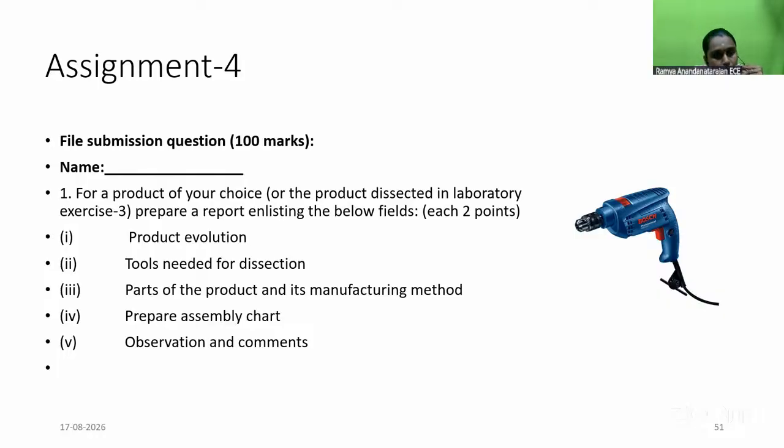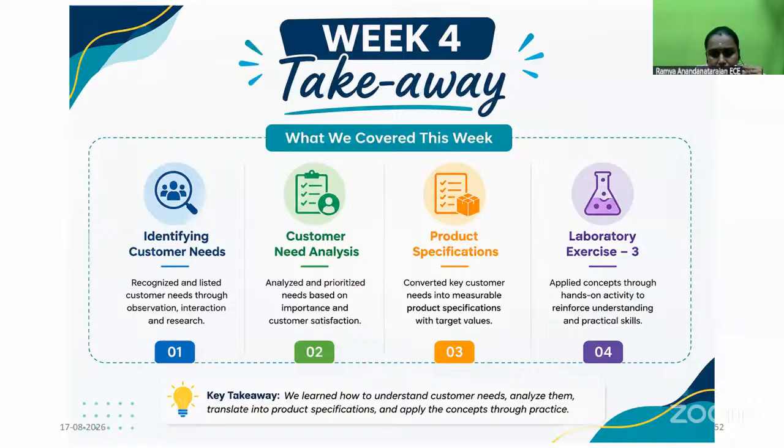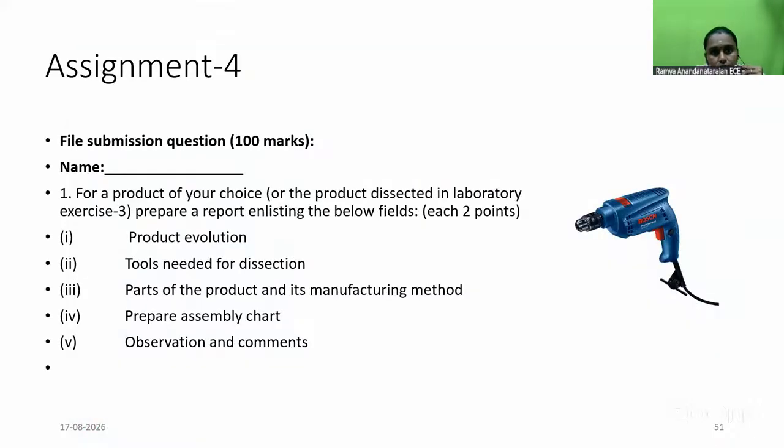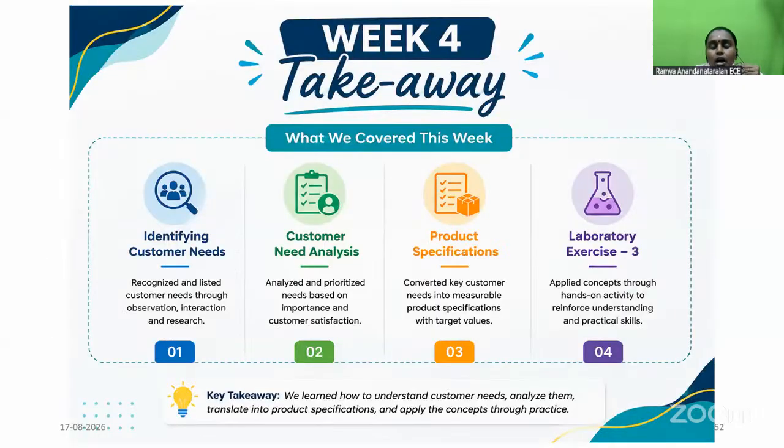Then you need to prepare an assembly chart. Please mention your observation and comment. Whatever you observed while doing this reverse engineering, you please mention. This assignment will be evaluated for 100 marks. And with this assignment, week 4 is getting over. That is the subjective assignment for week 4. And you also have 10 MCQ questions. You have to submit both by this Wednesday. So this is week 4's takeaway.